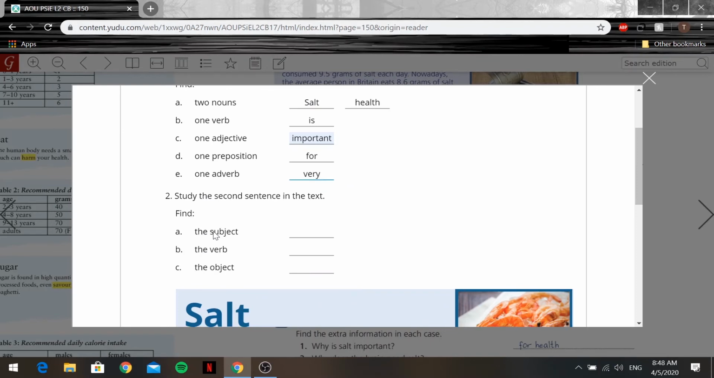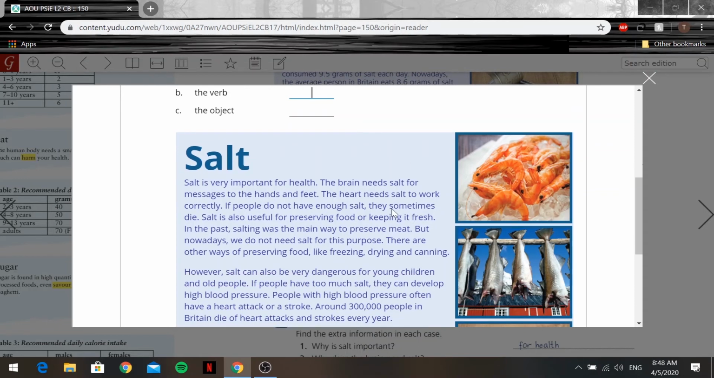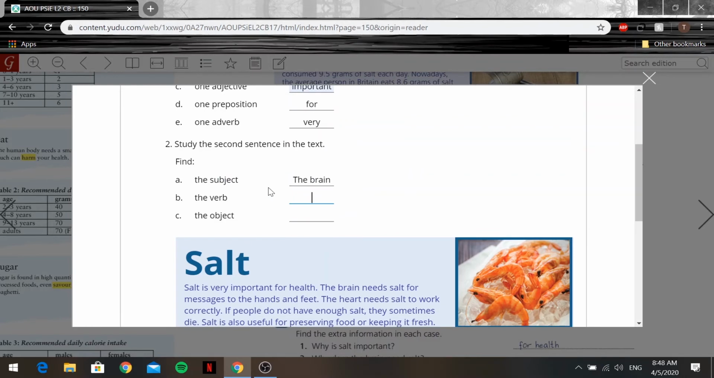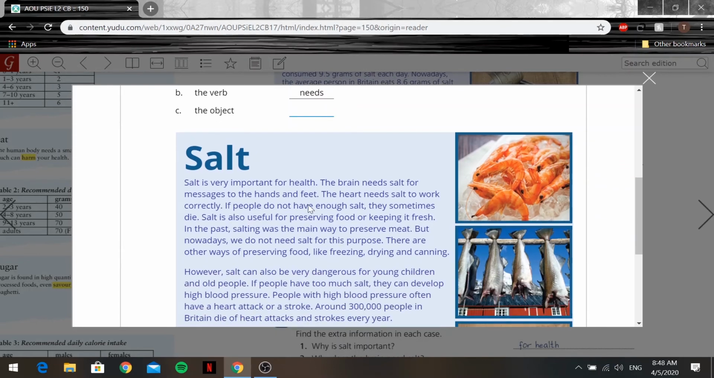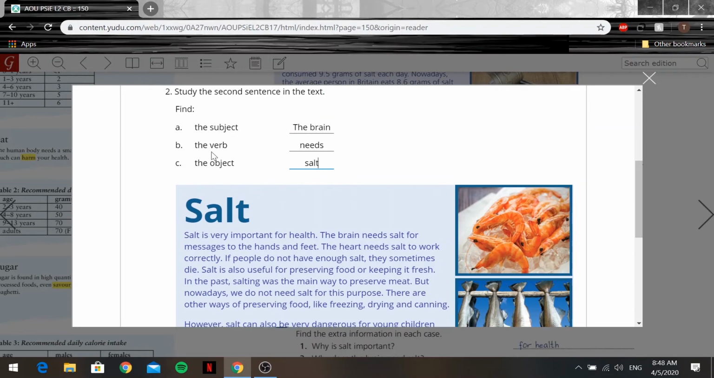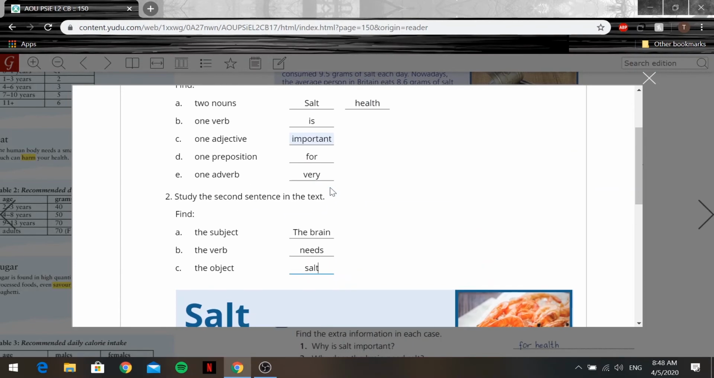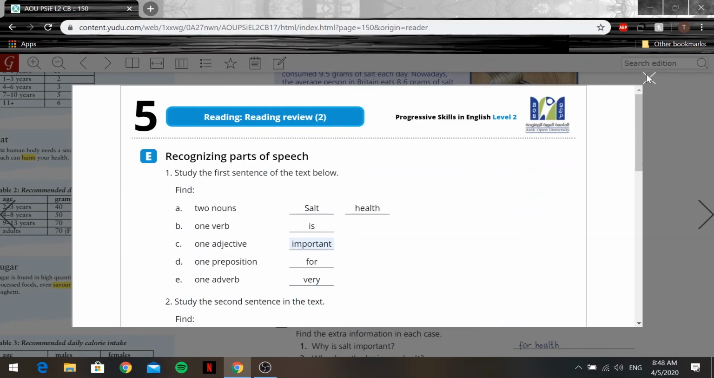Two, study the second sentence in the text and find, okay, so the second sentence, I'm guessing here, find the subject. Well, obviously the subject is going to be the brain, so we'll say the brain. The verb, we'll say needs, okay? So needs is the verb. And the object, we'll say, obviously, the object is salt, okay? So the subject, the brain, the verb, needs, and the object is salt, okay? Pretty simple.